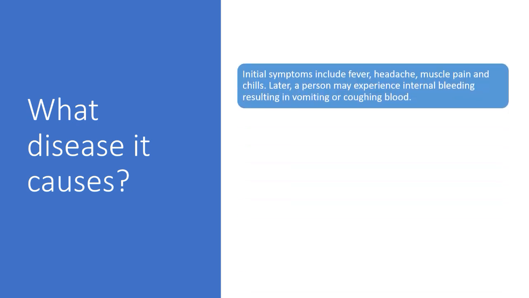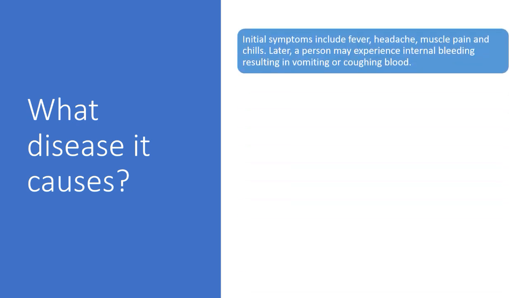What kind of disease does it cause? Initial symptoms include fever, headache, muscle pain, and chills. Later, a person may experience internal bleeding, resulting in vomiting and coughing blood, and ultimately multi-organ failure and the death of the person.